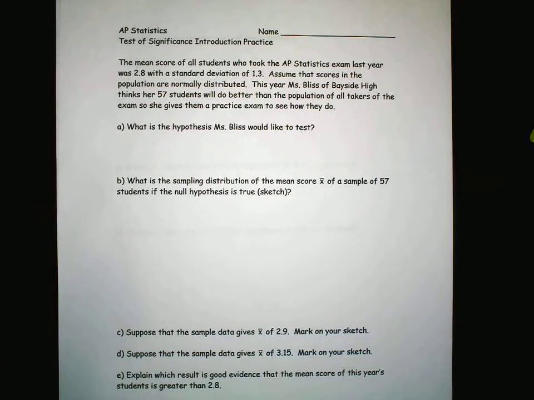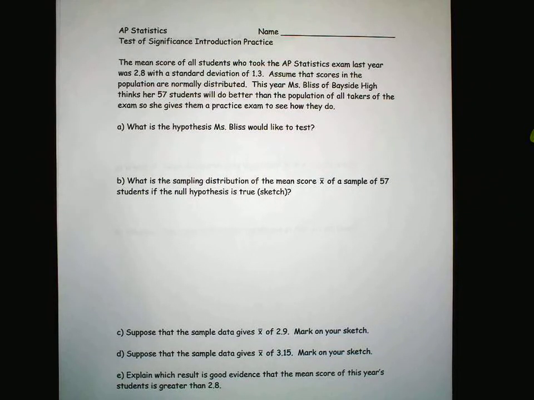Now we're going to go to a problem that you guys have a worksheet for. On the top left-hand corner it says Test of Significance Introduction to Practice. Although it doesn't go through all the steps that you need for the AP exam, it's a great way to see why significance levels actually do matter, and then see how our test would actually compare to that significance level.